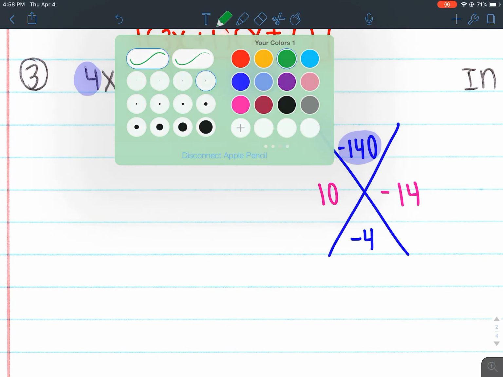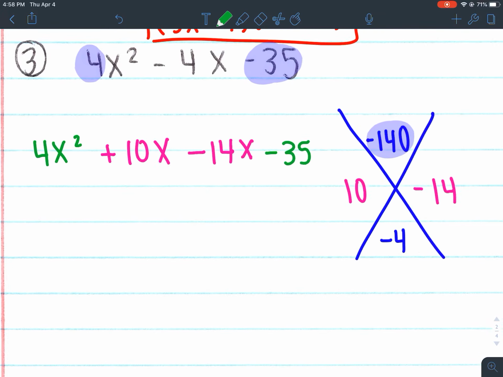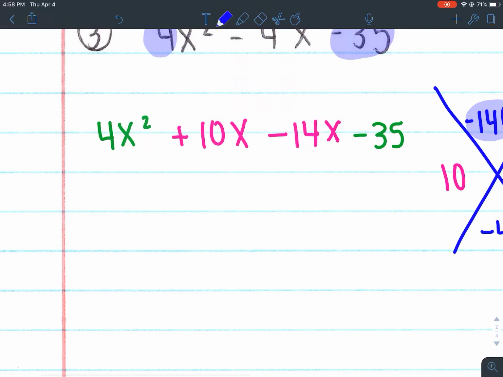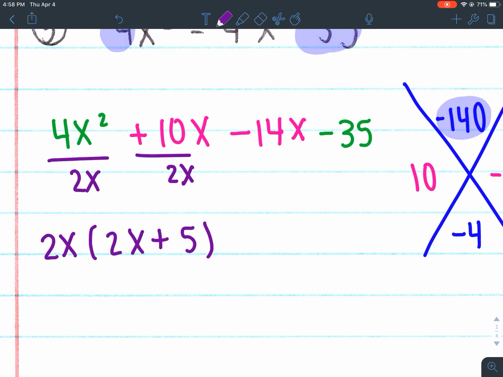Okay, so I'm going to rewrite this. So I have 4x squared, and then I have the plus 10x minus 14x, and then I have the minus 35 still. So those two terms on the ends don't change. Again, factor the GCF out, do factor by grouping. That's going to be 2x on both of those. So I have 2x plus 5 left over.